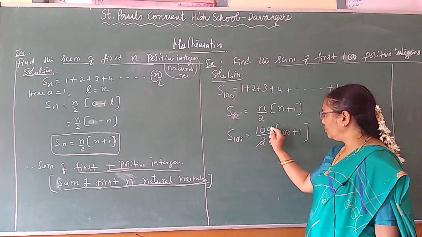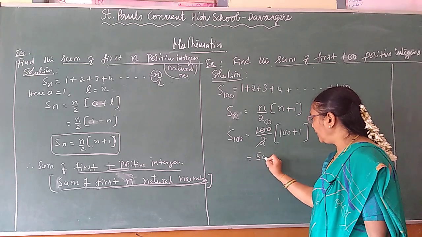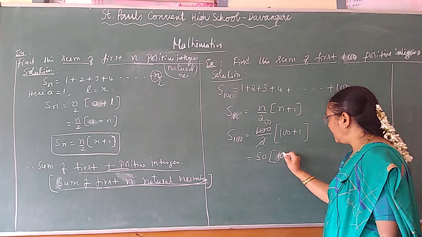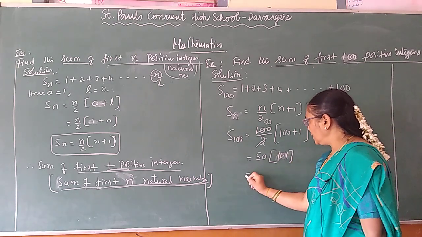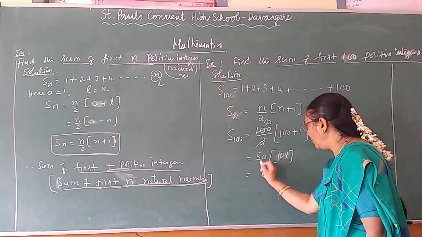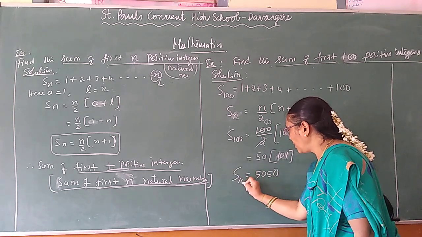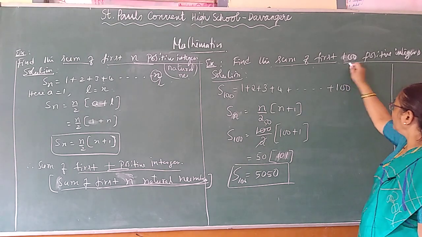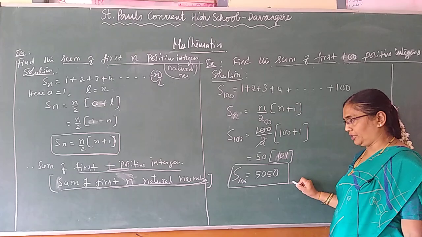Now divide. 2 ones are 2, 2 5s are 10, so 50 into 100 plus 1 is 101. That is equal to, we have to multiply. 5 ones are 5, 0, 5 ones are 5, 0. This is the sum of first 100 positive integers. This is the sum of the first 100 natural numbers also.